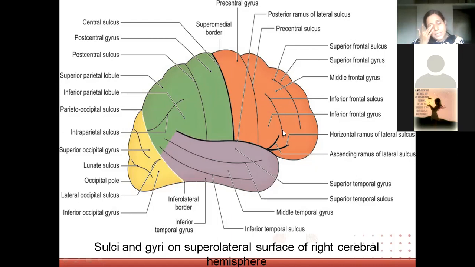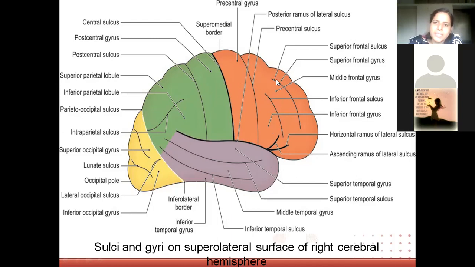Overall, how many sulci have we found now? In front of the central sulcus, we found the precentral sulcus. Then we found the superior frontal sulcus, inferior frontal sulcus, horizontal ramus of the lateral sulcus, and ascending ramus of the lateral sulcus. Once you know these lines, remember sulci are depressions. Between these sulci, whatever elevations are there, you call them gyri. So in front of the central sulcus and behind the precentral sulcus, the name of this gyrus is the precentral gyrus.